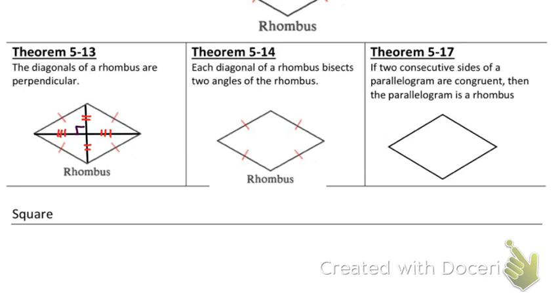All right, theorem 5.14: each diagonal of a rhombus bisects 2 angles of the rhombus. So let's draw one diagonal for right now. That bisects 2 angles of your rhombus. So what you can then do is say all 4 of those angles are congruent if it's a rhombus.